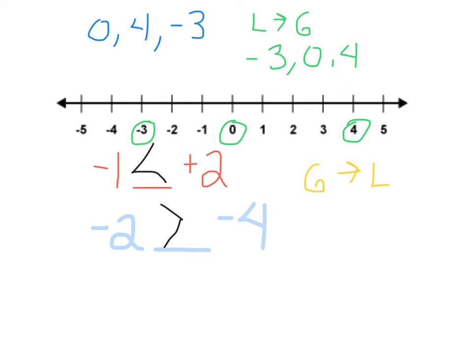Sometimes they may ask us to go greatest to least, and that would be going in the opposite direction. We would start here over on the right and move to the left because we're starting with the biggest numbers, the greatest on the right, going down to the least, the left-hand side. So I already have my numbers marked for 0, 4, and -3. I'm going to start over here with the 4 this time. That's my greatest number. Then 0, then -3.